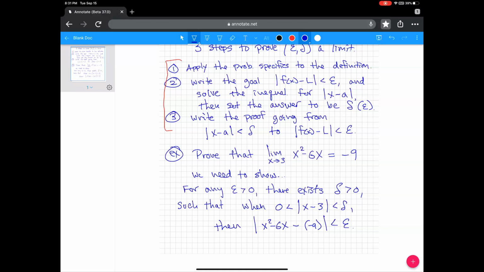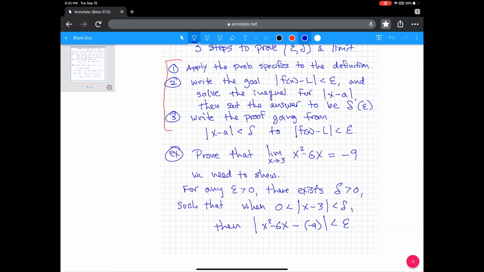So then we would do steps 2 and 3. That's the first step. Okay, so in step 2, we want to write the goal of the problem. The idea is we know that x minus 3 will be less than some delta that we've chosen. And the goal then is from that to show that x squared minus 6x minus negative 9 will be less than epsilon. That's the goal of the problem. So basically, the heart of creating the proof is to start with the goal, the f of x minus L part, and work backward and solve for the delta part that we have control of, x minus 3.